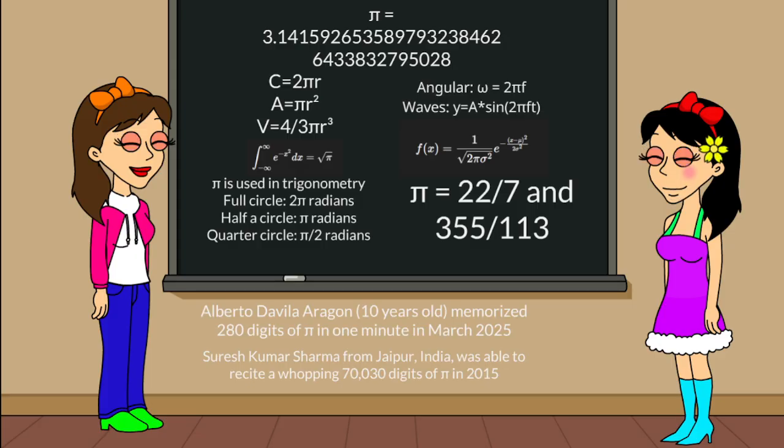Fact number 5, there are pi memorization records. Back on Pi Day of last year, a 10-year-old, Alberto Davila Oregon, from Bristol, UK, was able to recite 280 digits of pi in 1 minute. And on October 21, 2015, Suresh Kumar Sharma from Jaipur, India, was able to recite a whopping 70,030 digits of pi in 17 hours and 14 minutes.